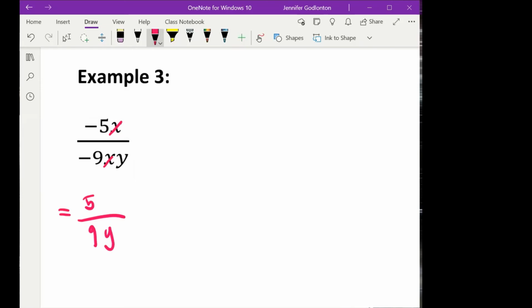y. Just be careful that you cross out those x's, so there shouldn't be any x's left in your answer, just 5/9y. Anyone have any questions?